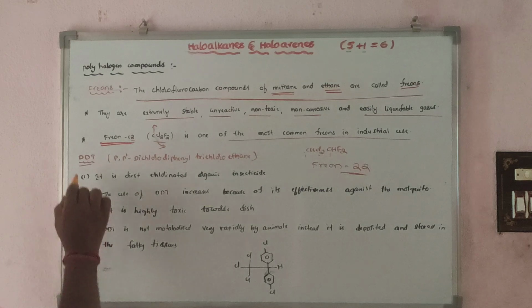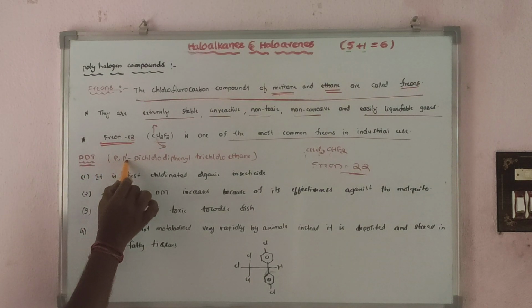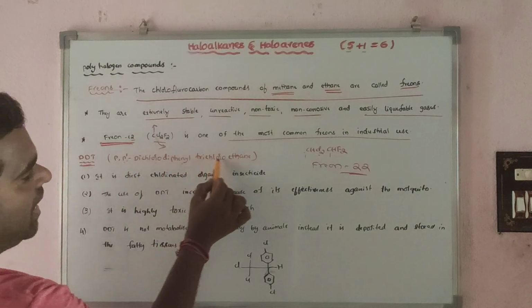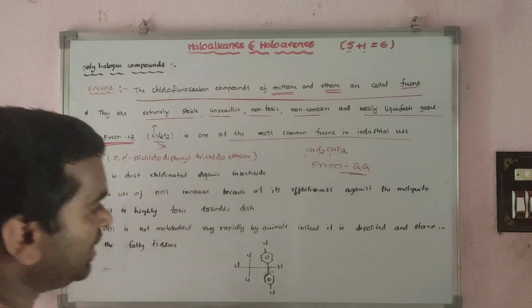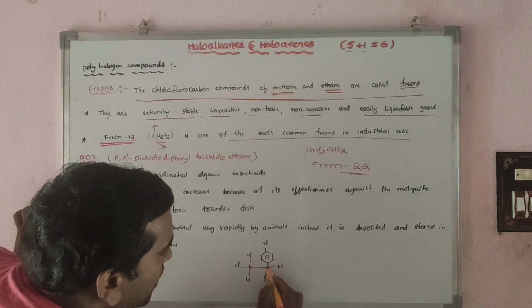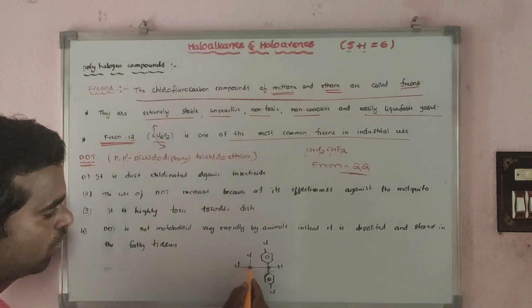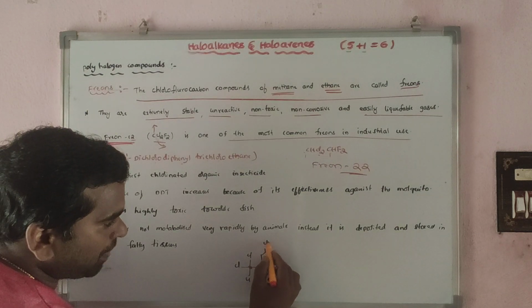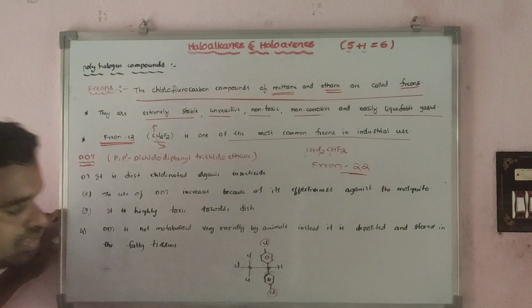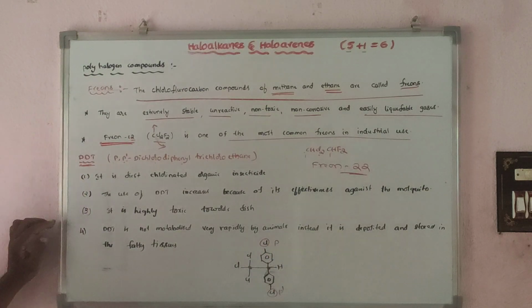Clear? Next one, DDT. DDT is para, para dash dichlorodiphenyl trichloroethane. If you see the structure here, ethane means how many carbons? This is one carbon and this is one carbon. 2 carbon atoms are there. And on one carbon, how many chlorine atoms are there? 3 chlorine atoms are there. And here 2 phenyl rings, at the para position one chloro and at another para position another chloro. That's why this is para.